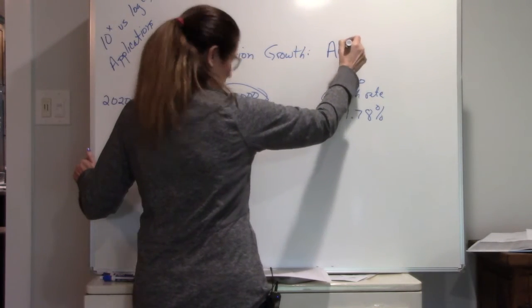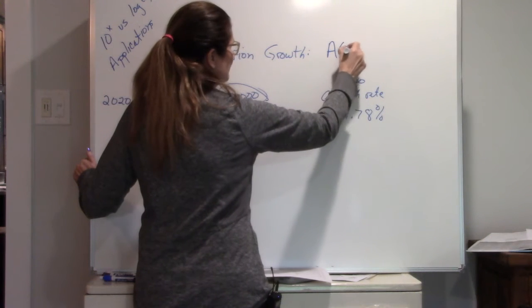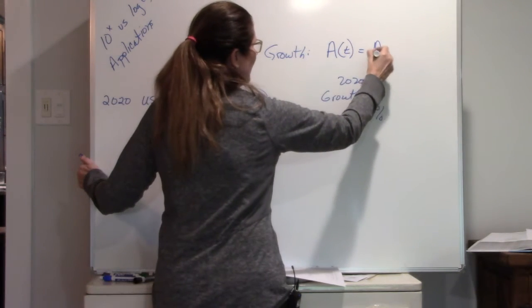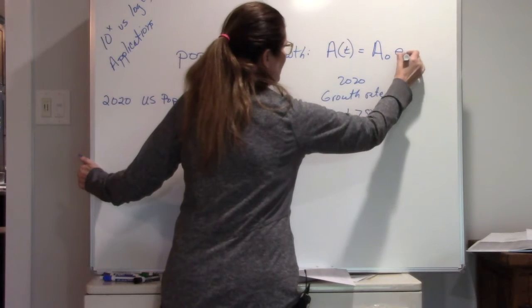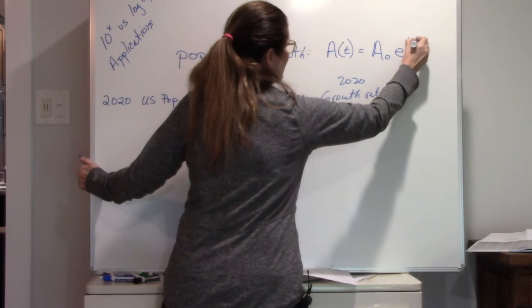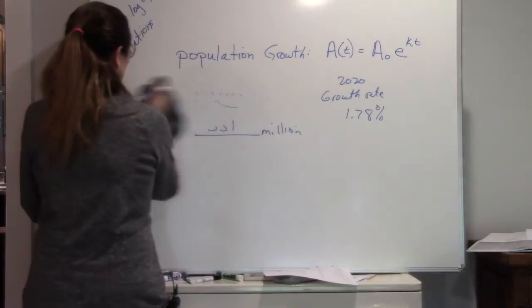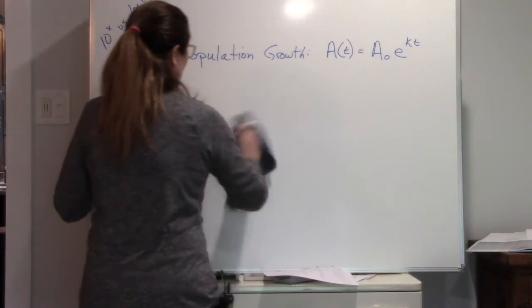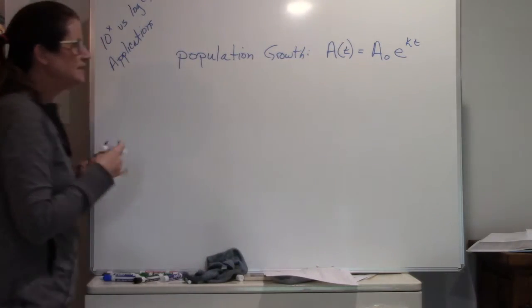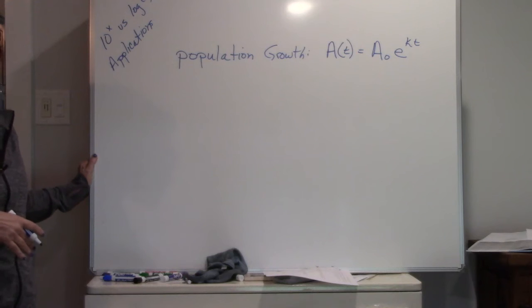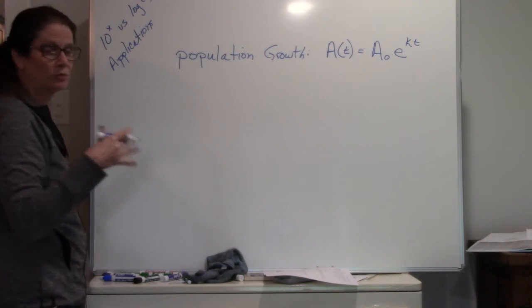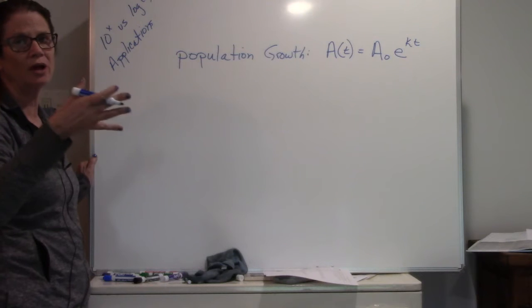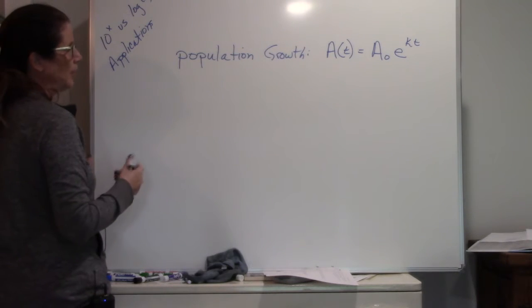It's A of T equals A sub O e raised to the kt. Okay, so let me get rid of these numbers. All right, so let me tell you what all this means. This is just like your continuous growth formula. It's the exact same setup. There's no difference at all. It's just that the variables mean something different because we're not talking about money growing. We're talking about people, the amount of population growth.